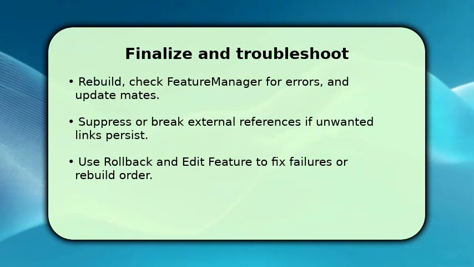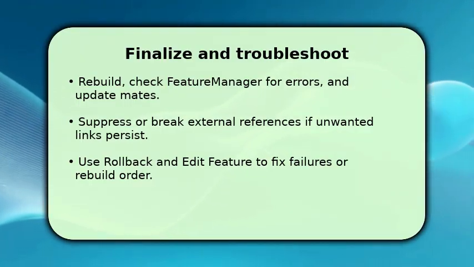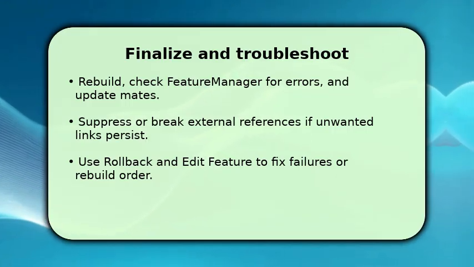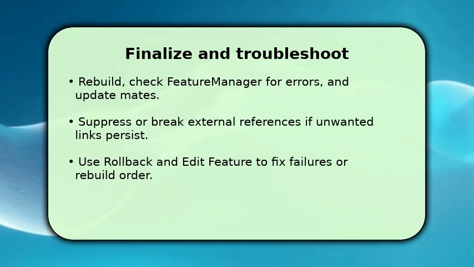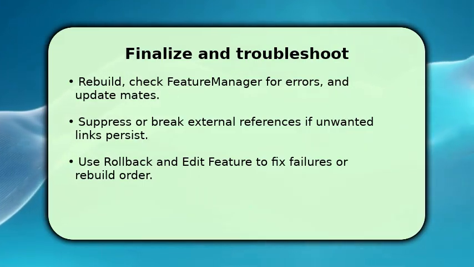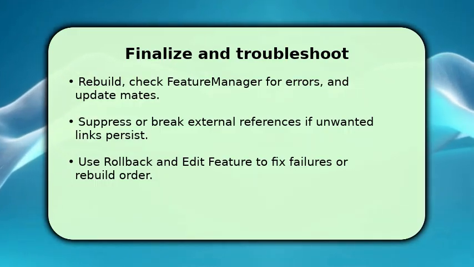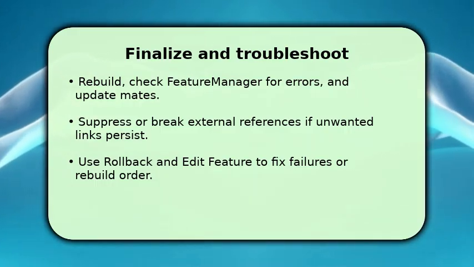Finish by validating and cleaning up the copied geometry so the model behaves predictably. Rebuild the model and inspect the feature manager for errors, update or restore mates in assemblies, and rename copied items for clarity. If unwanted external references remain, use break link or save a derived part to sever associations. If something fails, roll back to the point before the copy, edit the problematic feature, then rebuild. This lets you see why the failure occurred and correct relations or sketches without starting over.